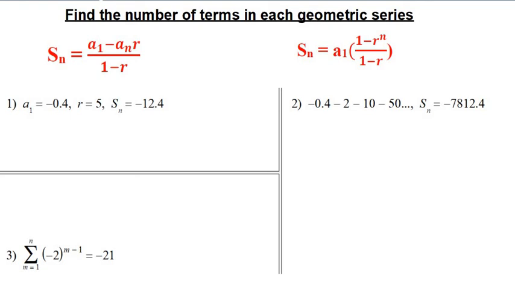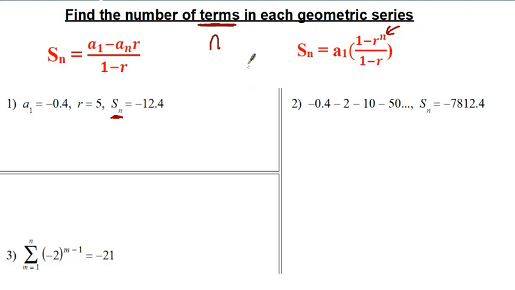Alright, so in this video we're still dealing with sums of series. The difference now is that we are being given the sum. In the prior examples we had to find the sum. Now they're giving us the sum and we have to go backwards. We have to find the number of terms, which means we have to find n, this number right here.